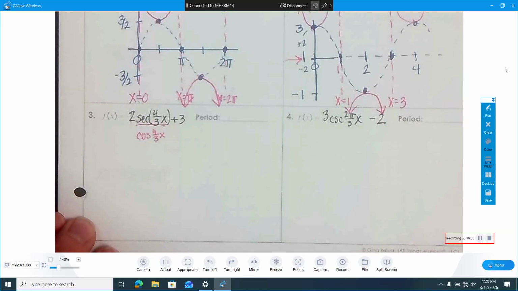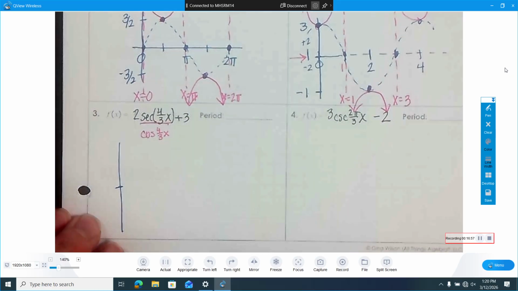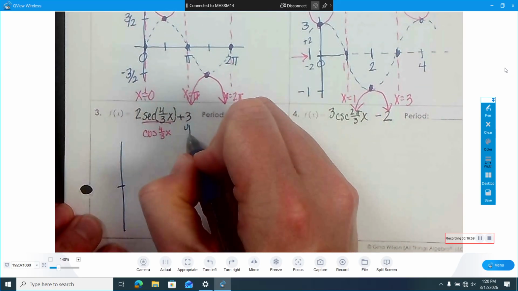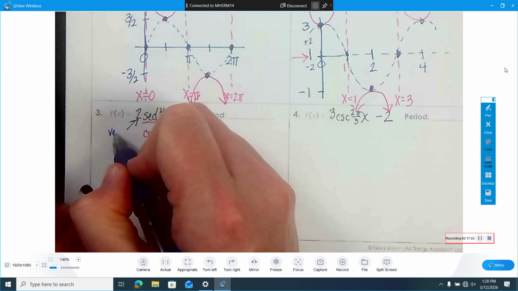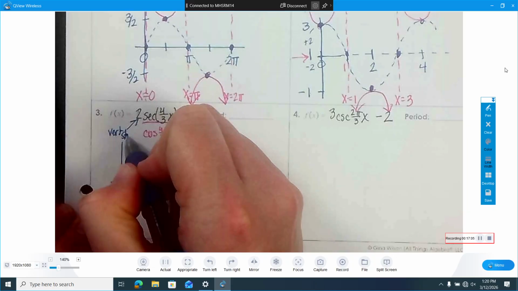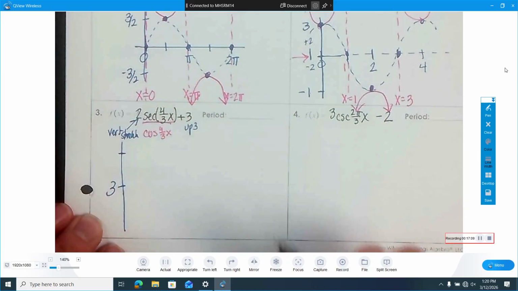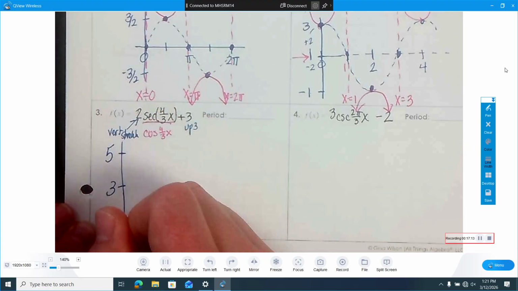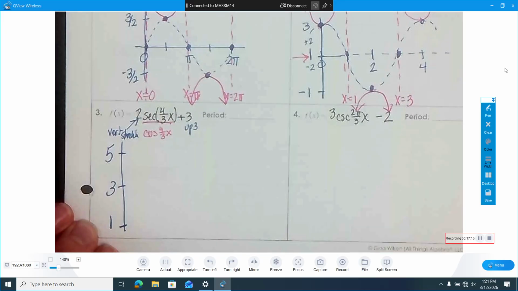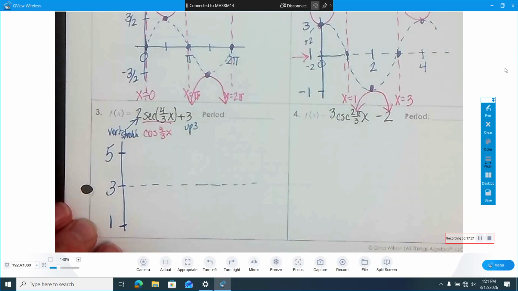So I'm just going to start with my little vertical axis here. What's my midline? Yeah, so that was the up 3 part. And the amplitude, vertical stretch by 2. What's our maximum going to become? 5. And our minimum? 1. Okay, adding 2 and subtracting 2, yeah? Okay. All right, and then we can have our little midline here.